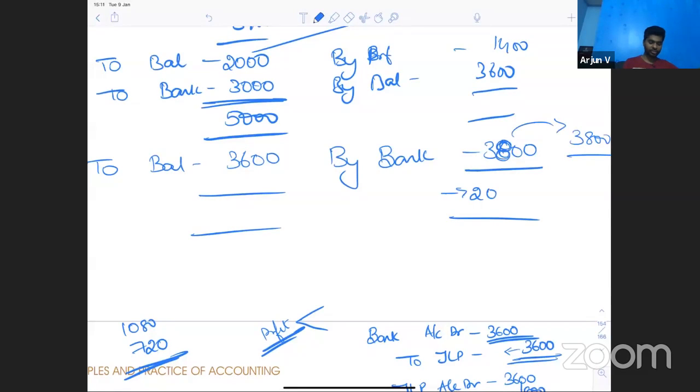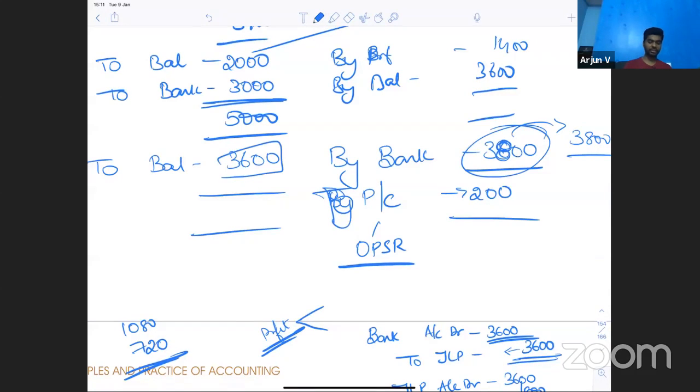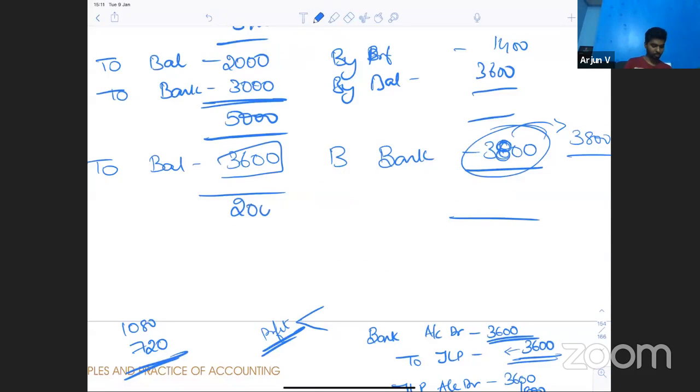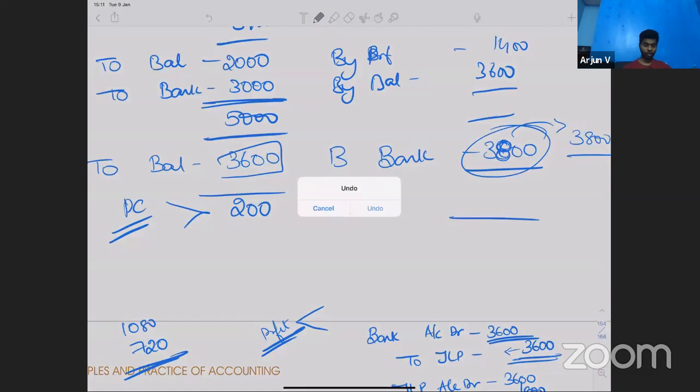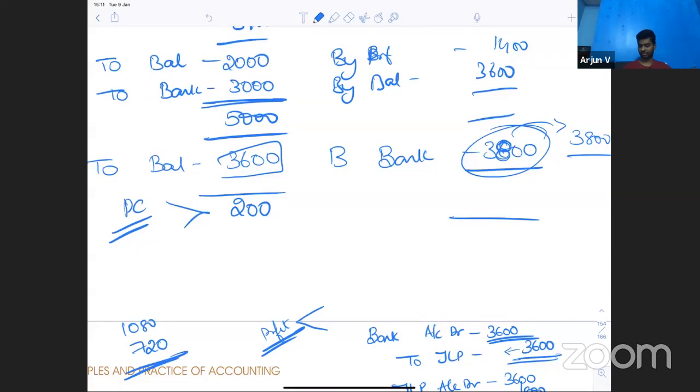The 200 difference, what is there? You will write by partners' capital in the old profit sharing ratio. You will divide this 200. Did you understand this? So instead of 3600, if I get 3800, the 200 profit will be divided between the partners in the old profit sharing ratio. Are you all clear? No, only the remaining balance gets transferred.